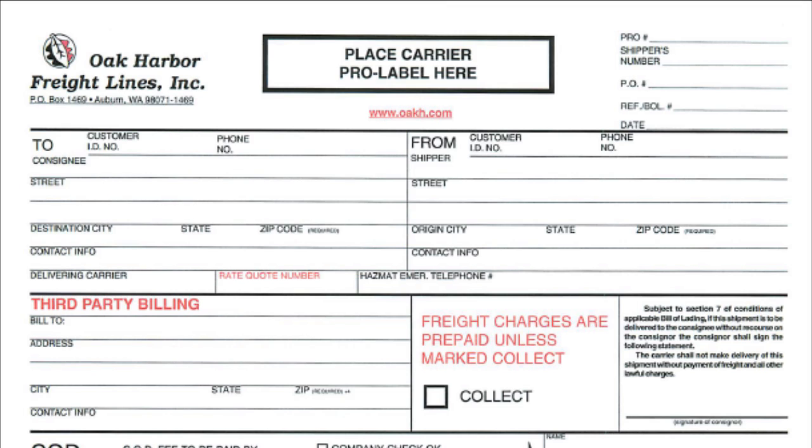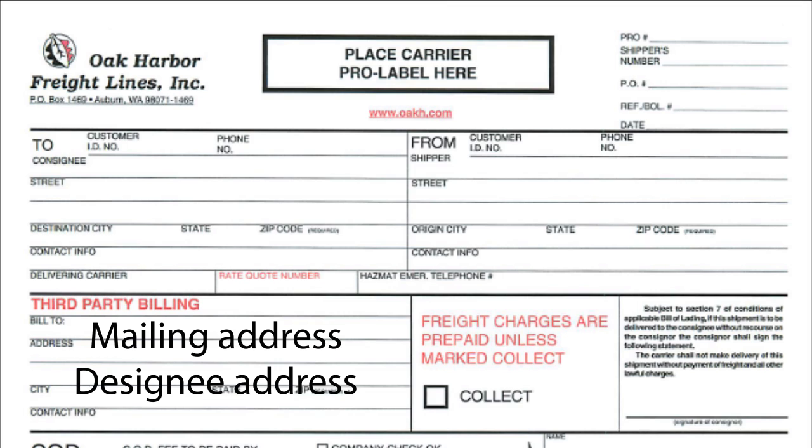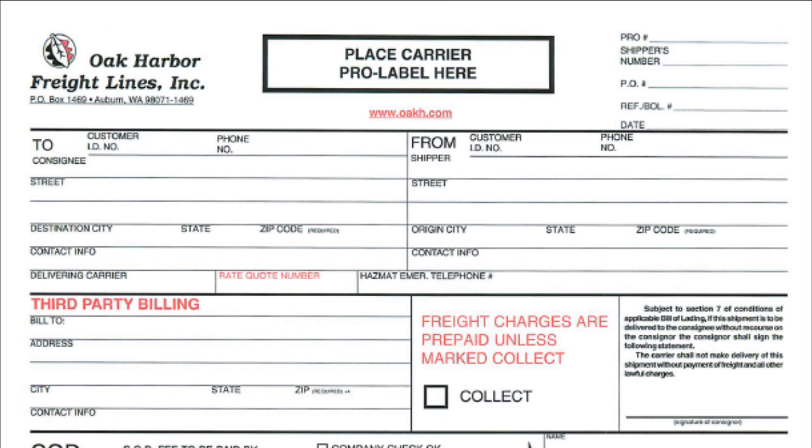The shipper and consignee locations are used to route the shipment and are one of the primary factors in the rate you pay for the service. The shipper or the consignee may have an alternate address for mailing invoices or even separate designee for freight bill pay and audit. This information goes in the third-party billing location. The third-party billing address only applies to the party responsible for paying the freight charges, as indicated in the terms section of the bill of lading.